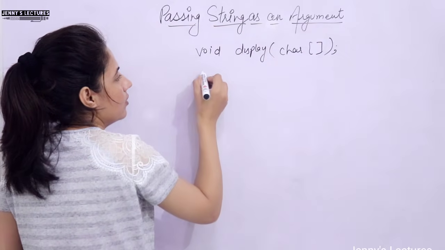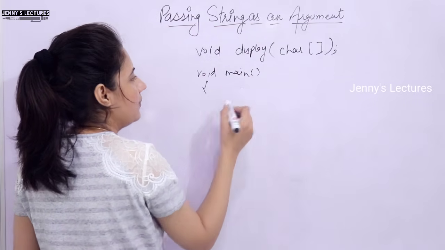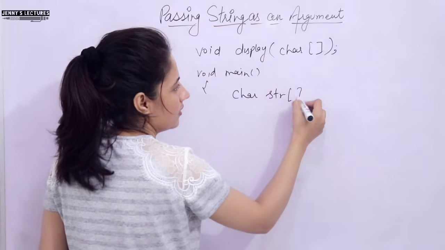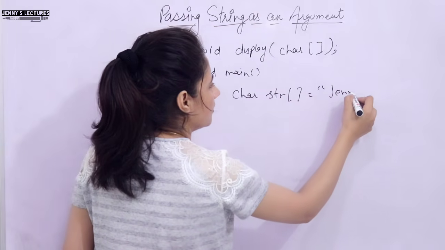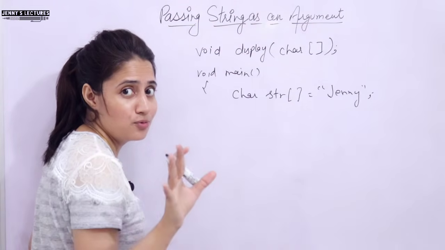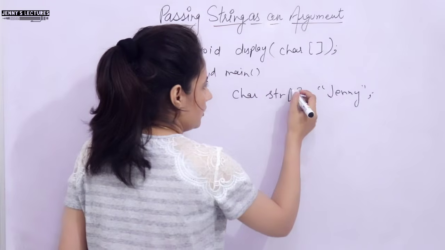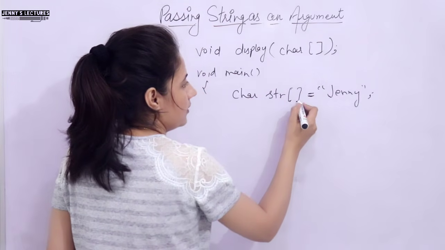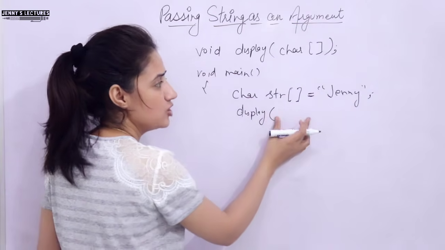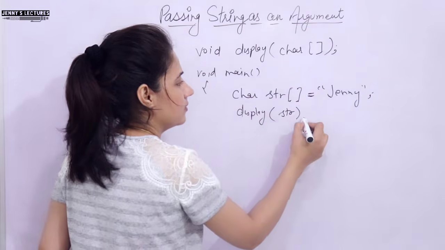Now suppose in the main function I am taking a string, char str, and here only I am initializing it with Jenny. Or you can ask from the user also, it's up to you: printf enter string and scanf %s with the address of str. But I am initializing at compile time only, and I want to call this function display and just pass it. How will you pass it? Just write the name of the string, str.